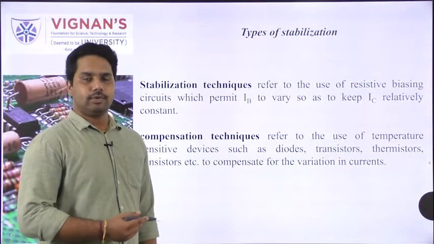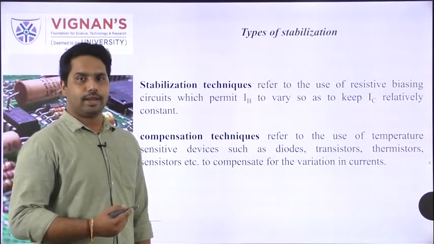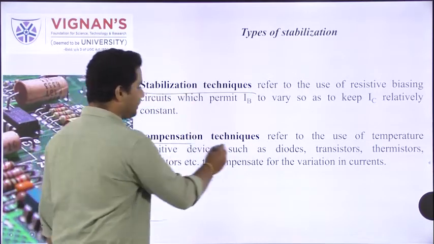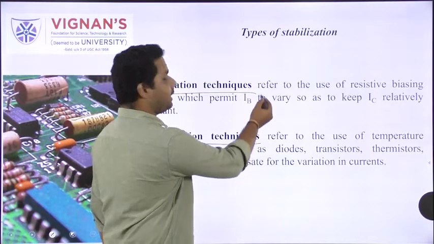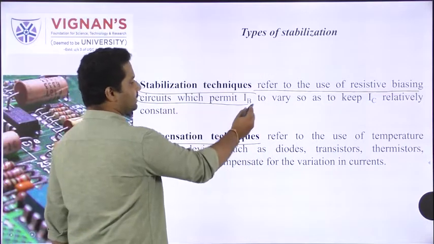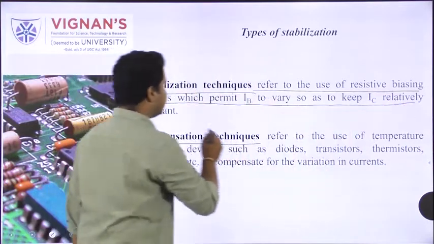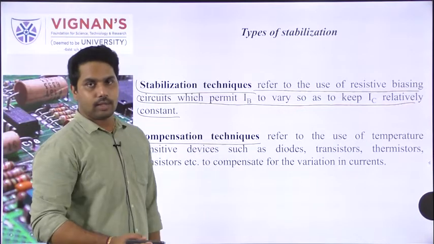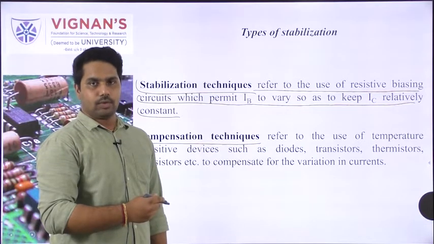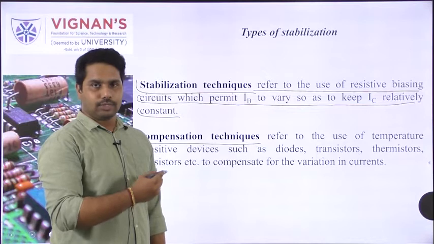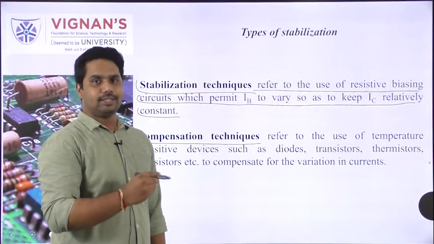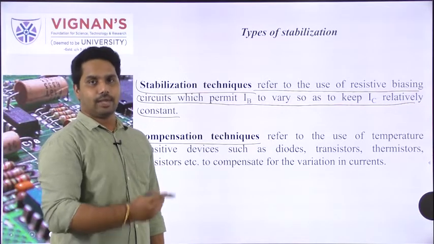So types of stabilization we will see. Two kinds of approach we are having here. One is stabilization techniques, the other one is compensation techniques. The stabilization techniques refer to the use of resistive biasing circuits which permit IB to vary so as to keep IC relatively constant. In this first case, we will be having resistive circuits which are used to bias the transistor, and these circuits will try to compensate for the changes of IC by varying the IB current.